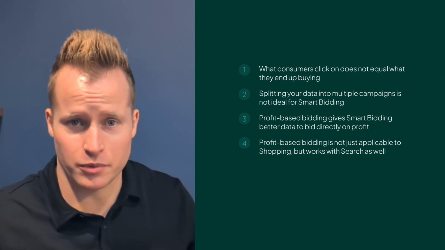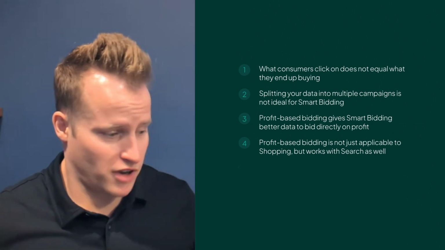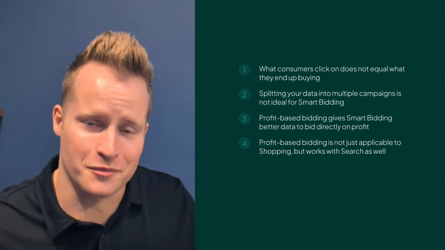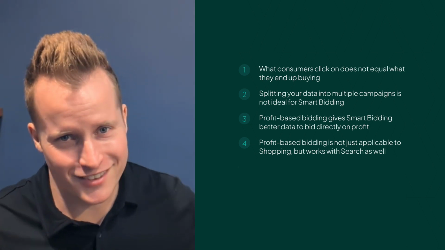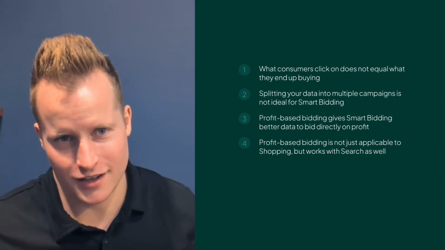Profit-based bidding is not just applicable to shopping, but works well with search as well, which everybody seems to ignore in this thing. So if we put up a margin-based campaign for shopping, why don't we do the same thing for search? Why don't we set different targets for them? Most people just ignore that.